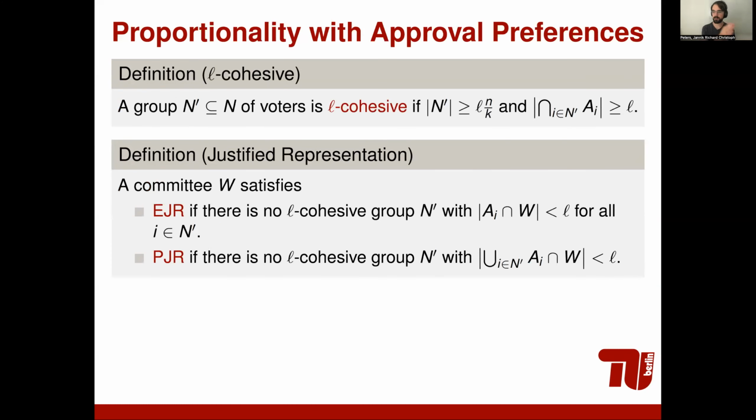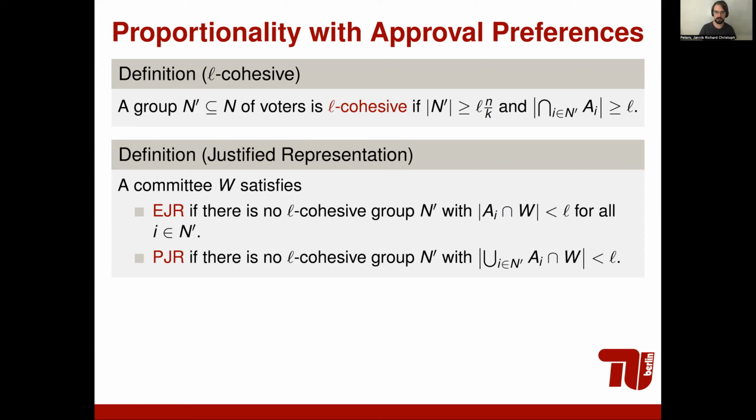Now, the PSC I showed you earlier is much older than the axioms for approval preferences, and the axioms for approval preferences were inspired by PSC. Here, we now replace this solid coalition requirement by something we call cohesiveness. We have a group of voters, we call it L-cohesive, if they're again large enough to deserve L seats, and if they have L candidates in common. So again, think of it as them approving L people from the same party. So the intersection of the approval sets contains at least L candidates.